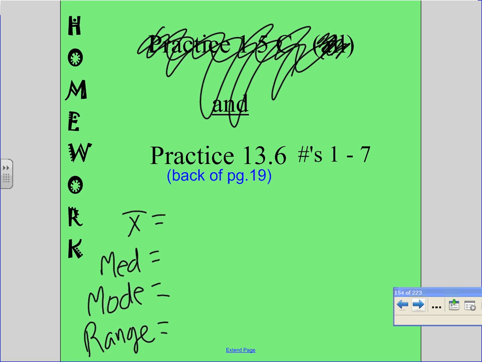Okay, so I'll say that one more time. What I wrote on the board needs to be under each number. You also need to put the numbers in numerical order, from least to greatest. So only 13.6, 1 to 7.